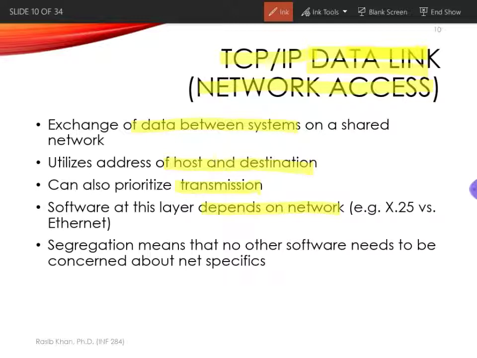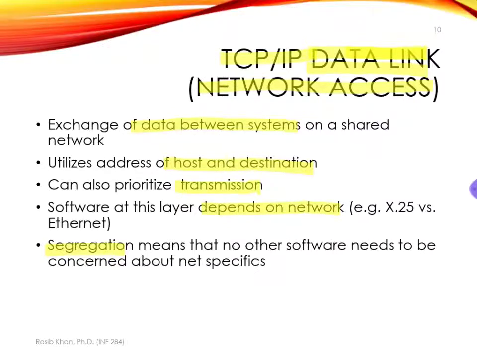The reason why we have the data link layer separate from the physical layer is because this particular segregation allows whatever software that you have in this layer to be independent of the physical layer. So that is why we can be connected to the internet through a wired connection or a wireless connection and have the same internet connectivity. And that is what allows us to be independent of the physical layer.